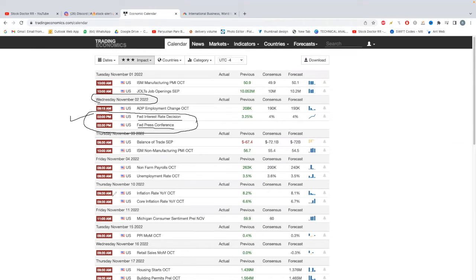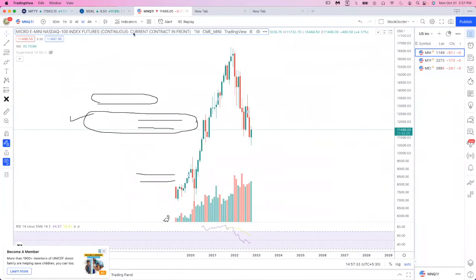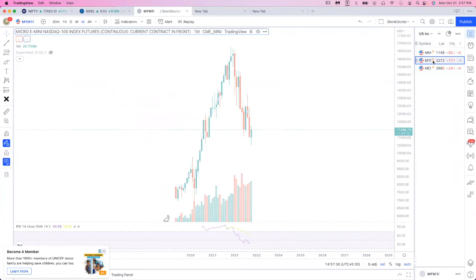Again, we have data on Friday also, non-farm payrolls and unemployment rate. So the main action will be coming from Wednesday till Friday. If we get good data, then definitely that will help the market to go up from here. So this was about Nasdaq 100. Now we are going to talk about Dow Jones.